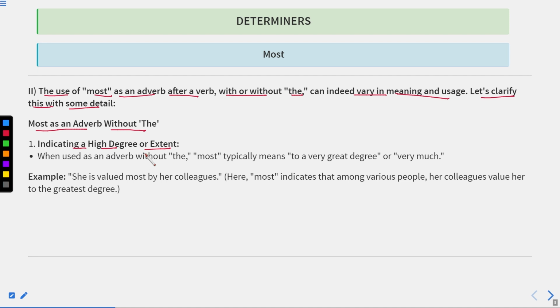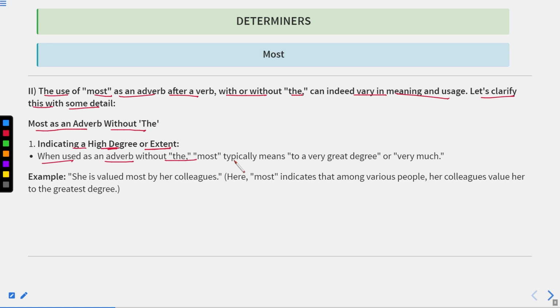When we discussed it as an adjective, we used "the" before it, and it was showing us that this is the most important thing. It means nothing is more important than that. So it was the superlative degree of the adjective, at the highest point of something or at the extreme end. But when we use it as an adverb, it indicates a high degree or extent. So we cannot say that it is on the highest point, but of course it is showing a very high degree.